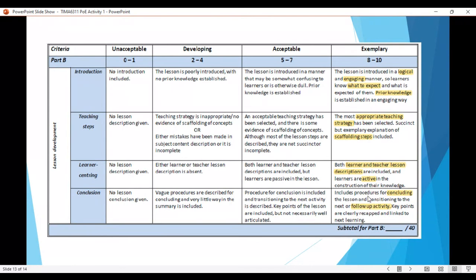In the conclusion, you are going to describe the investigation that they're going to do at home. You are also going to conclude your lesson and recap the key points and also transition and link to the next activity or the next lesson. In total, section H of your lesson plan is 40 marks.